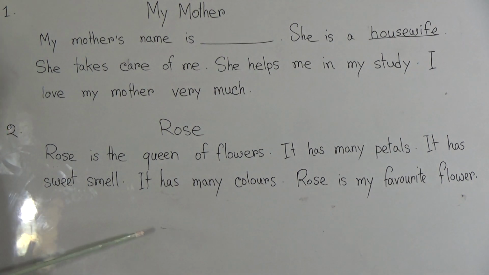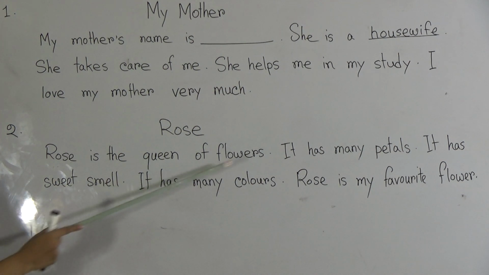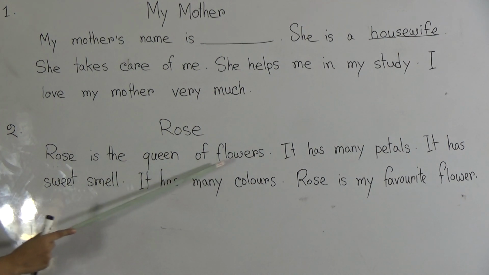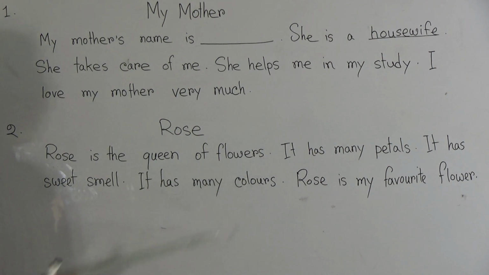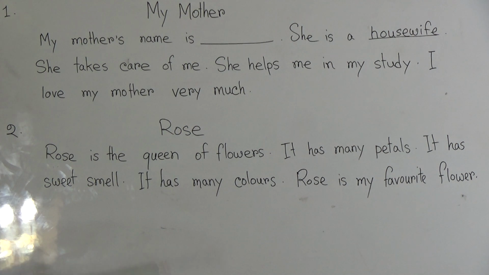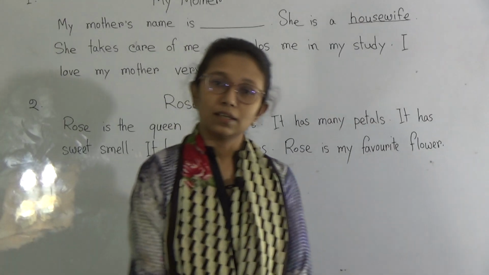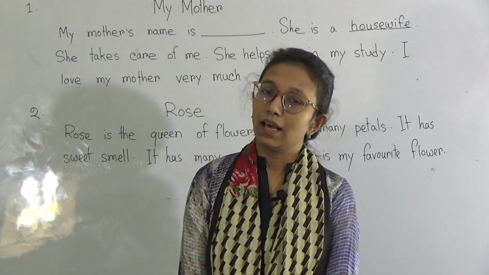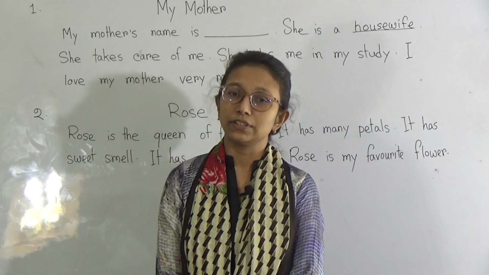So this is the second paragraph. You have to remember, whenever you write a paragraph, you have to give a full stop after each sentence. After finishing a sentence, you have to put a full stop there. Both paragraphs are here, and I hope you have understood the lesson today. You have to do the SW also, write both paragraphs in your SW.